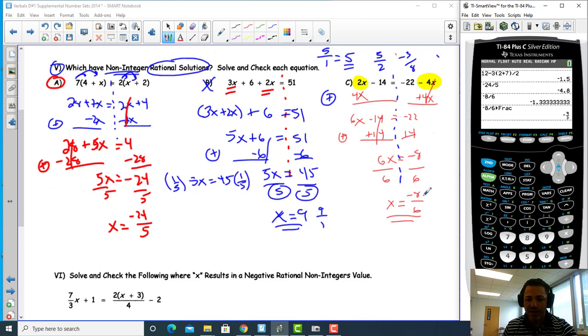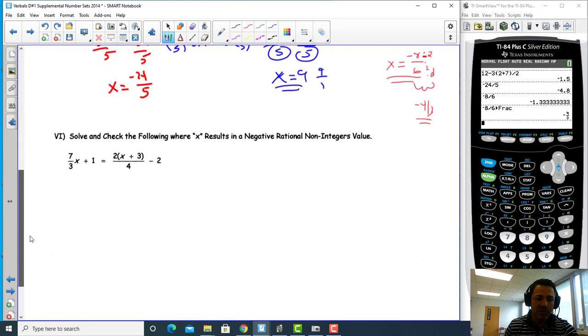It simplifies it to negative 4/3 because it simply divides a GCF of 2 out of the numerator and denominator. 2 divided by itself is just 1, and anything divided by 1 is itself. So we're able to rewrite this as negative 4/3 equivalently. And that, in fact, is a non-integer rational solution.